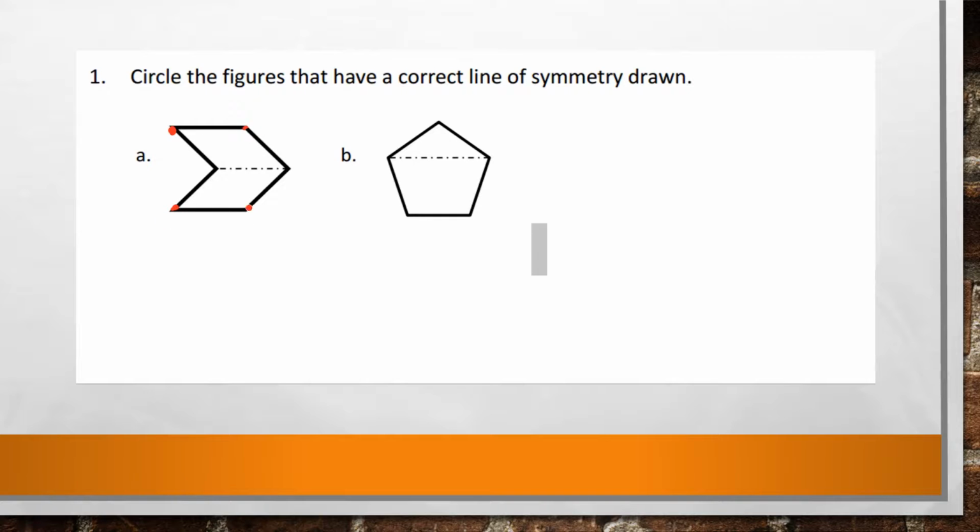Would this corner match up with this corner? And they would, so this is a figure that has correct lines of symmetry drawn. But if I look at B, and I'm looking at these same points, if I look at this point and look right across, there isn't a point over here. And same over here. This bottom right point has nothing to match up with at the top. In fact, this figure has a pointy top but a flat bottom. So this figure does not have correct lines of symmetry drawn, so I will not circle that figure.